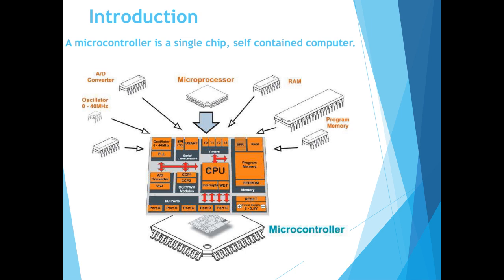But what is a microcontroller? A microcontroller is a single chip which is called a self-contained computer. Why are we calling it a self-contained computer? Because it includes several peripherals, and also it includes a microprocessor or a CPU, which is considered the brain of every kind of computer. So as you see here, this is our microcontroller as a single chip.